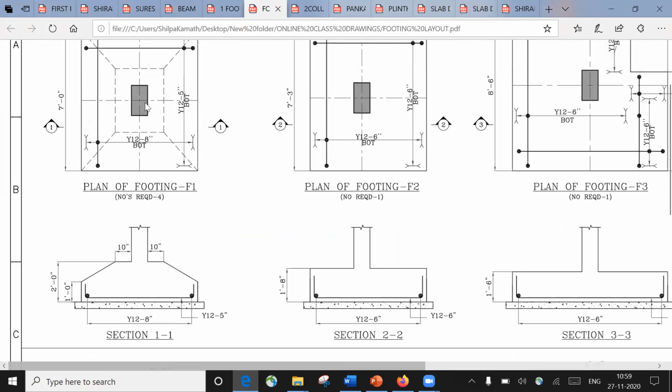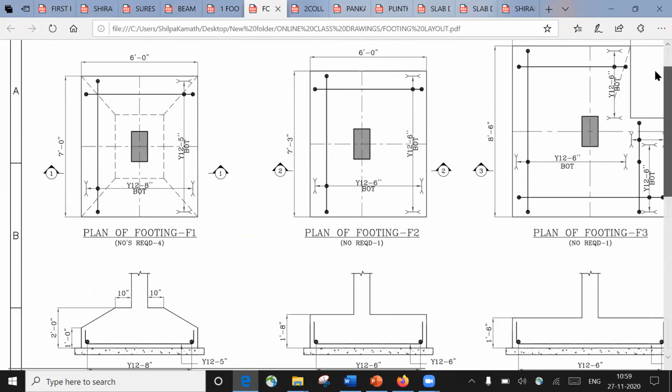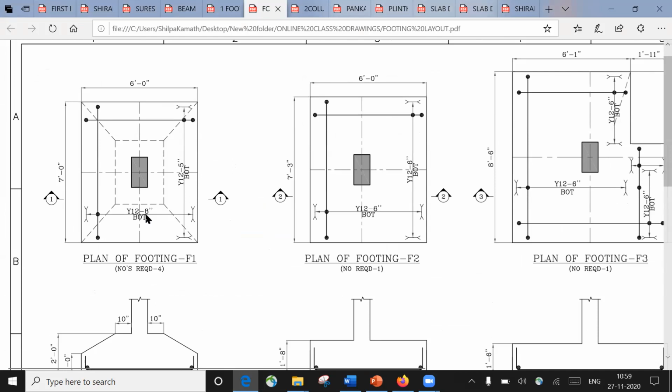I'll explain it here. And now in the videos, I've explained it. So let us say this is a plan. So it's mentioned here the size of this footing is 6 feet by 7 feet, right? This is 6 feet and this is 7 feet. It's mentioned here that in the bottom you have to use 12 mm diameter bar, and the center to center spacing of this bar should be 8 inches.